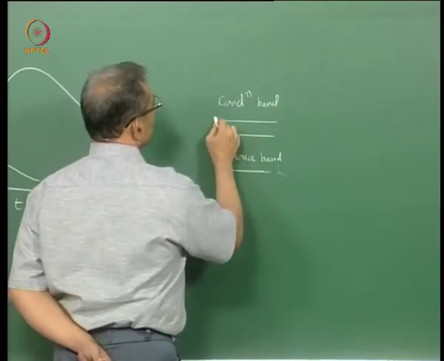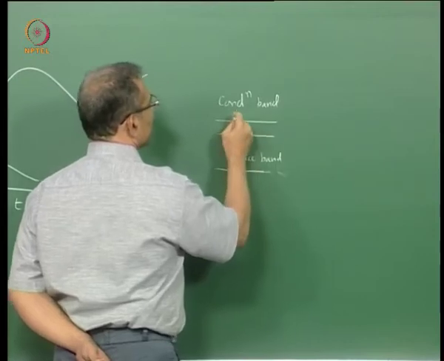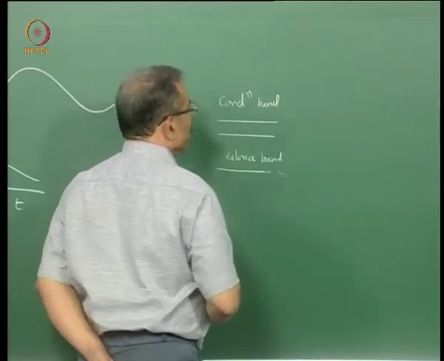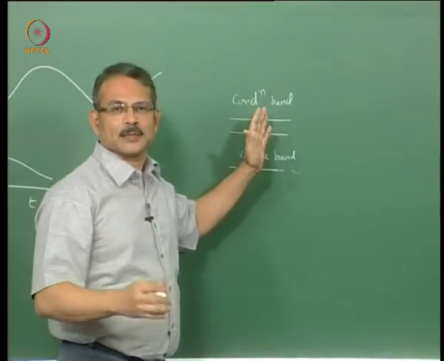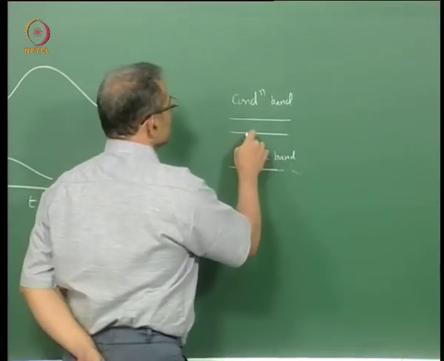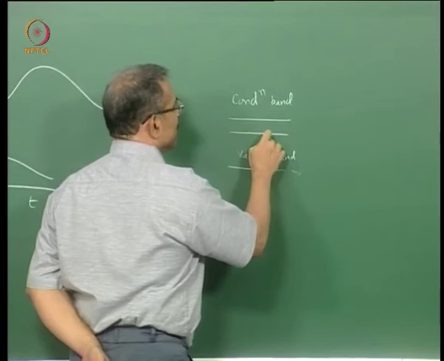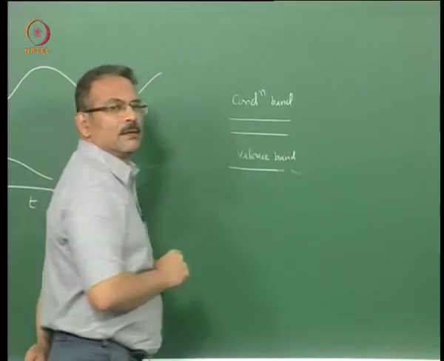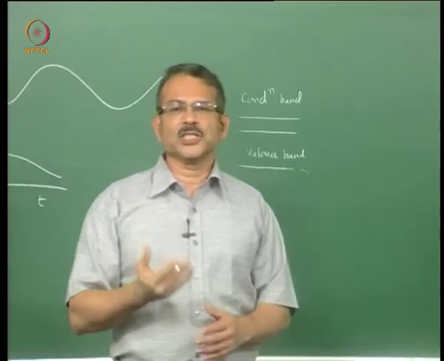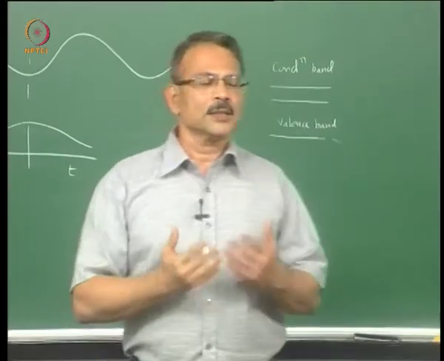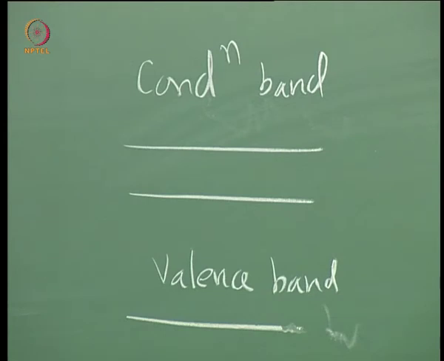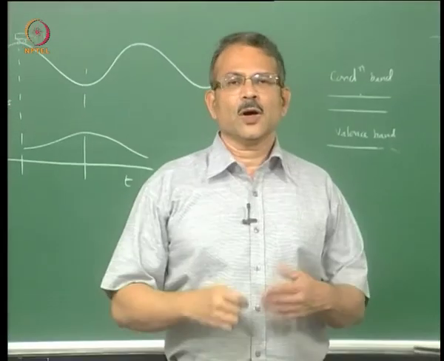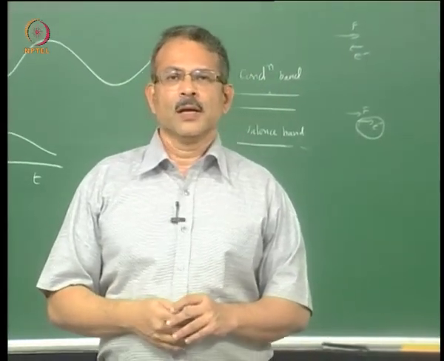So while electrons near the bottom of the conduction band can be treated as equivalent to free carriers but with a different mass, the electrons at the top of the valence band will be treated in terms of a positively charged carrier, right, because the electrons are moving in the direction opposite to that of the force, and this is the origin of the concept of holes.